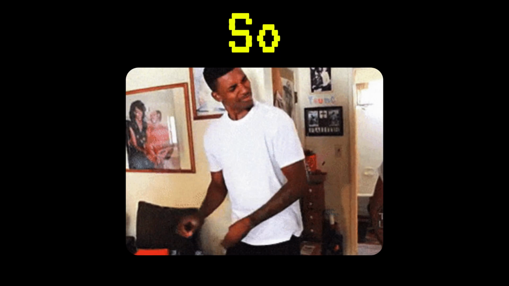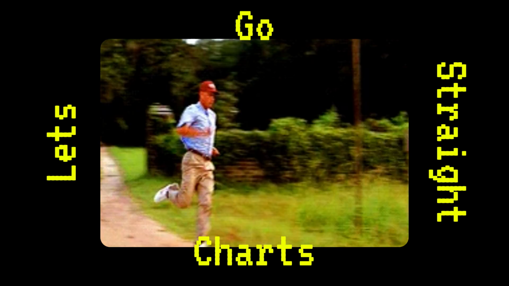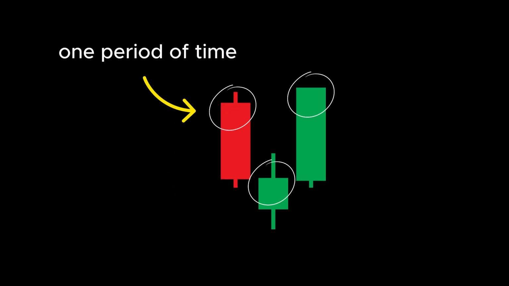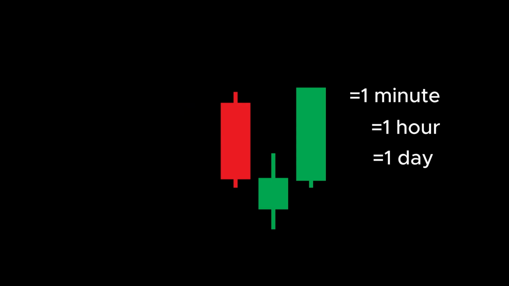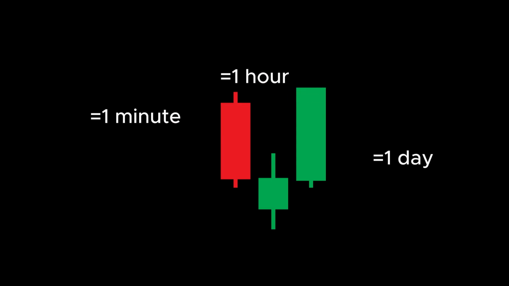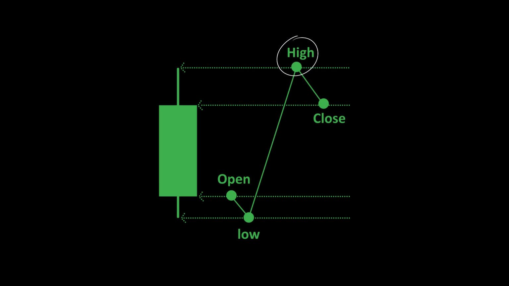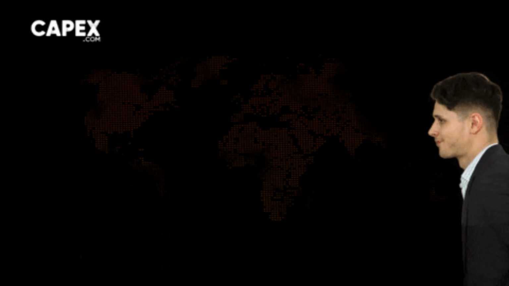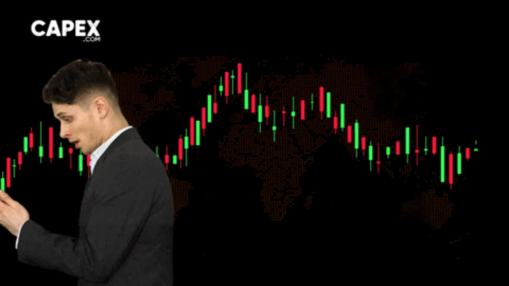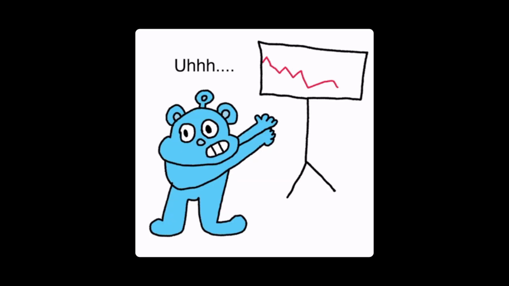So what exactly is a candlestick? Let's go straight to the chart. Every single candle you see represents one period of time. Could be 1 minute, 1 hour, 1 day. Whatever time frame you're looking at, each candle tells you exactly what happened during that time. 4 things, that's it. Where price opened, how high it went, how low it fell, and where it closed. Open, high, low, close. Every candle, every chart, every market in the world. Just those 4 numbers.